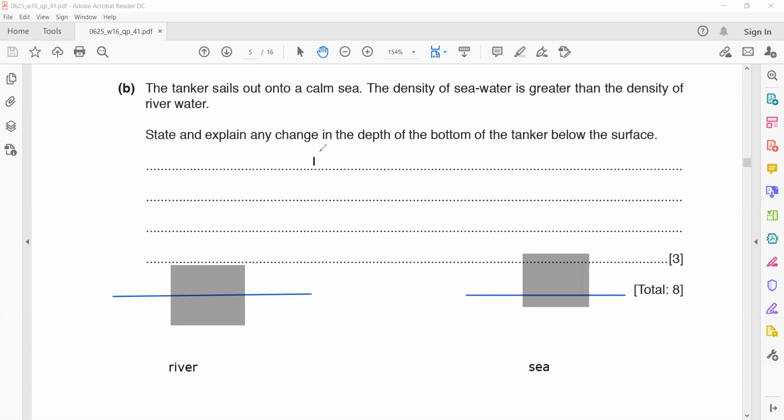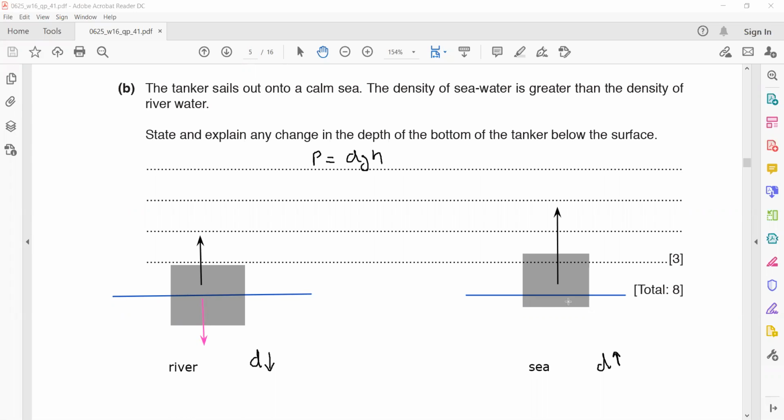So pressure exerted by the liquid depends on the density, gravity, and depth. The density of the river water is smaller as compared to the density of the sea water, which is higher density. So which one exerts a greater pressure? Pressure exerted by the liquid, sea water or river water? So sea water will apply a greater pressure. So as sea water applies a greater pressure, sea water will apply a greater upthrust, or upward force, as compared to river water.